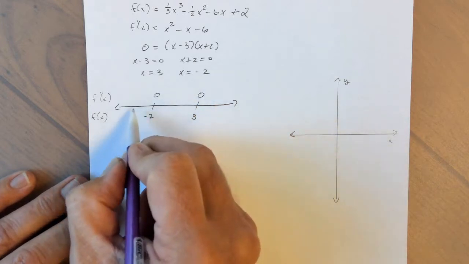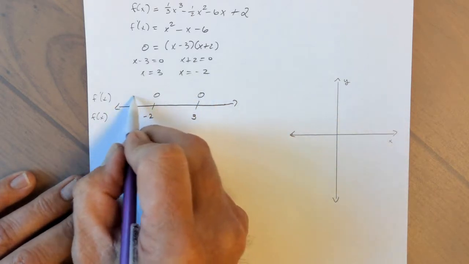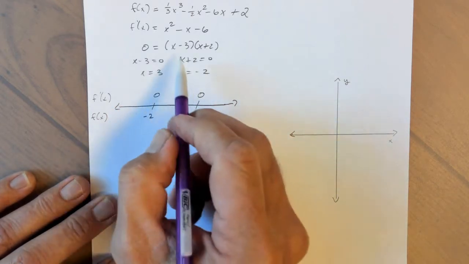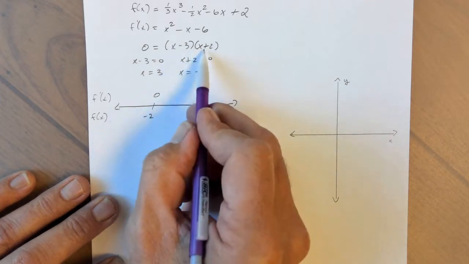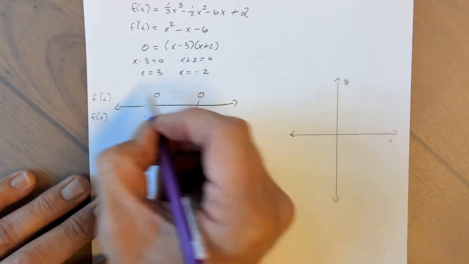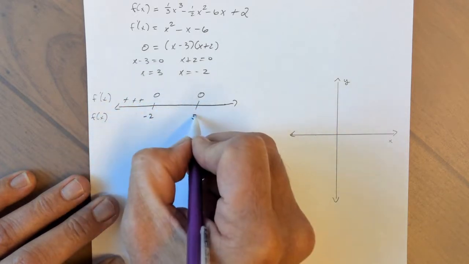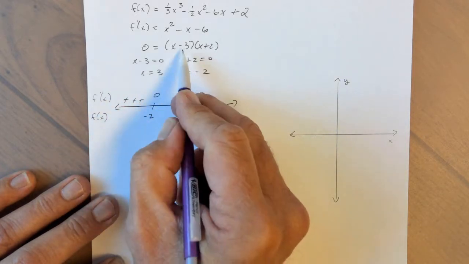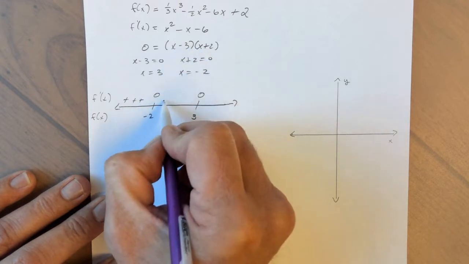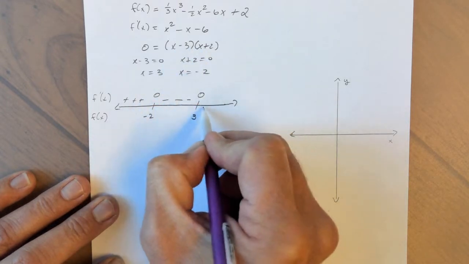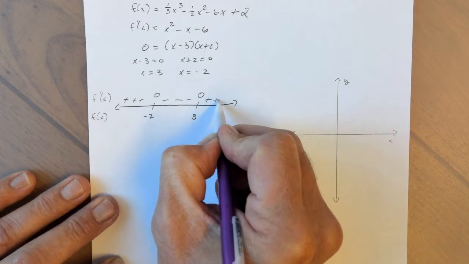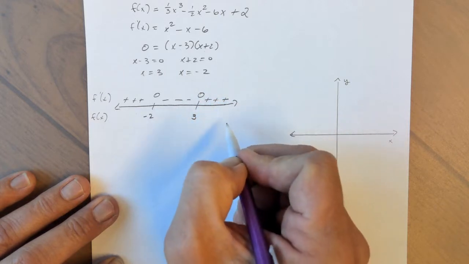If I were to substitute a number less than -2, so something like -4, this factor would be negative, this factor would be negative, the product would be positive. A number between -2 and 3, such as 0, I would have a negative times a positive, which would be negative. And then in this interval, a number substituted into the derivative would yield positive.